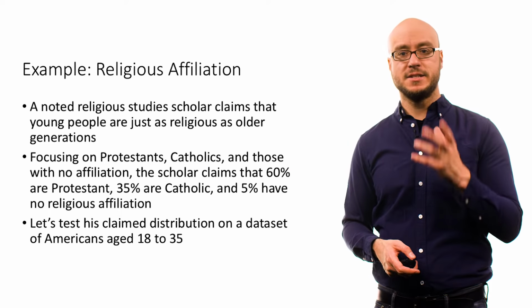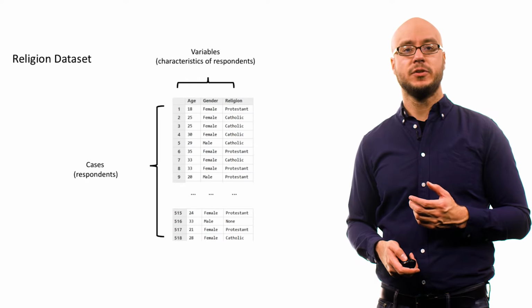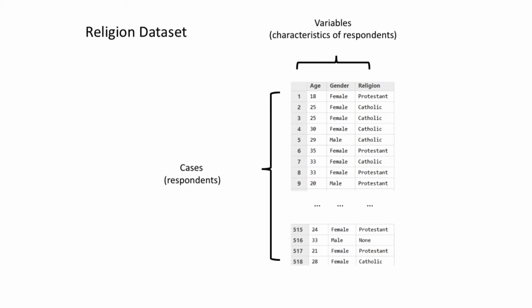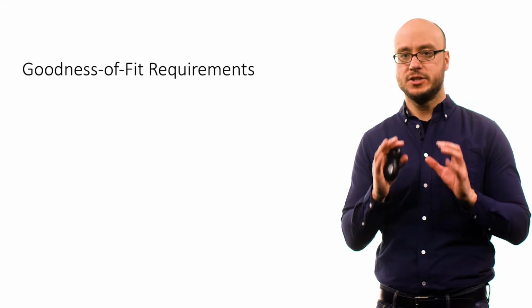So let's test this claim distribution on a data set of Americans aged 18 to 35. This is a real data set in which we have characteristics of respondents in terms of their age, their gender, and their religion. The cases are different respondents, and this is a random sample from people living in the United States. When we subset to young people, it's about 518 people. There are 518 rows.